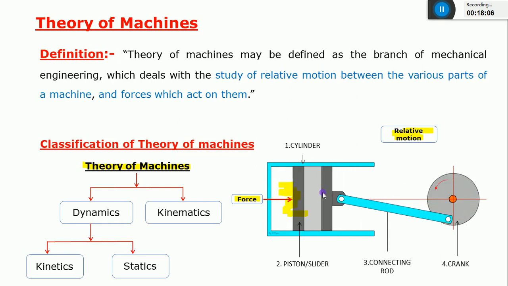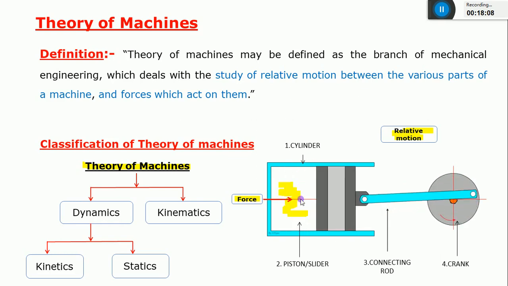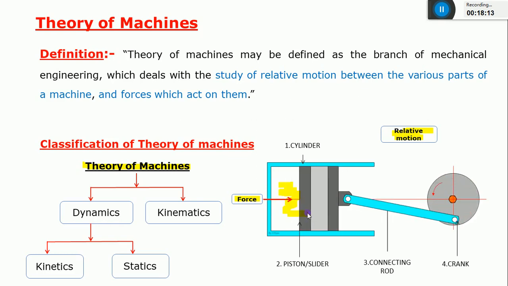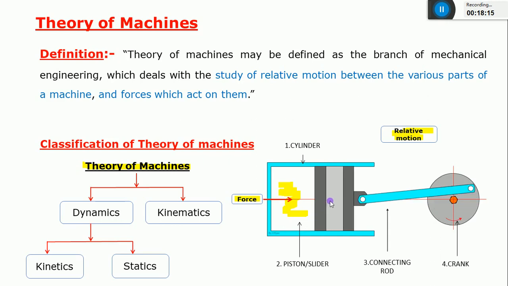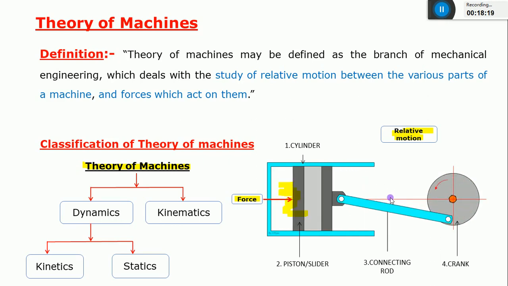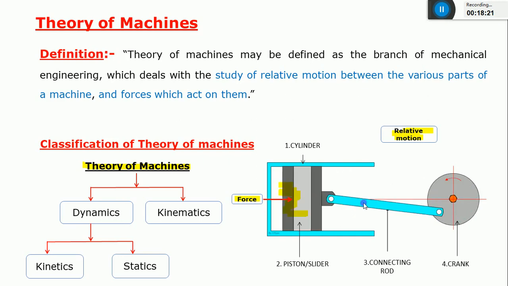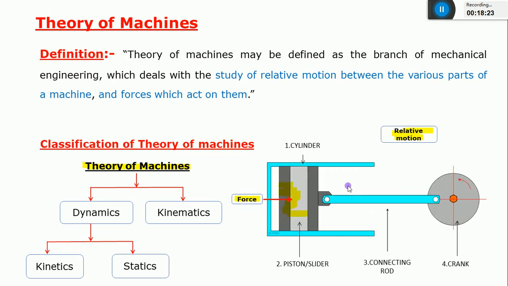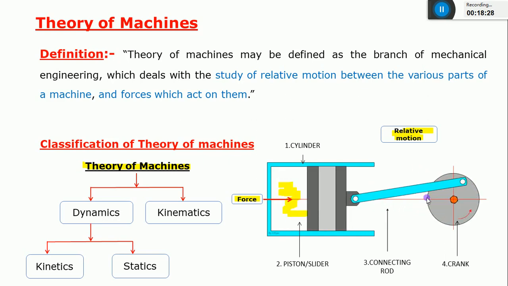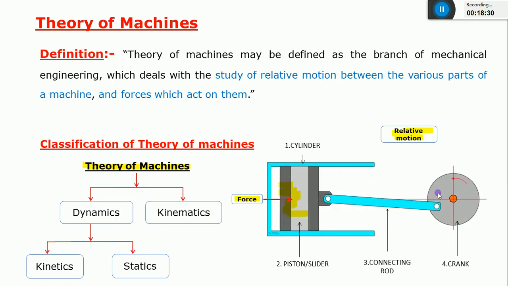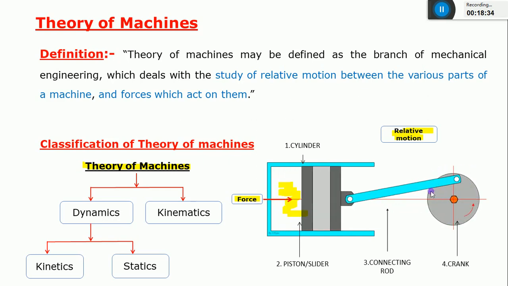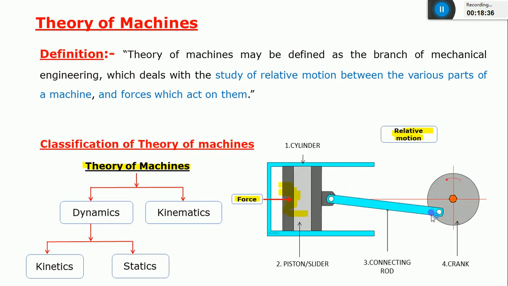In this case, it is a linear type of motion, since the piston is sliding or reciprocating inside the cylinder. So the type of relative motion is linear. Again, between the piston and the connecting rod, what is the kind of motion? It is a semi-rotary or oscillatory type. Again, between the connecting rod and the crank, what is the kind of motion? It is a rotary motion.